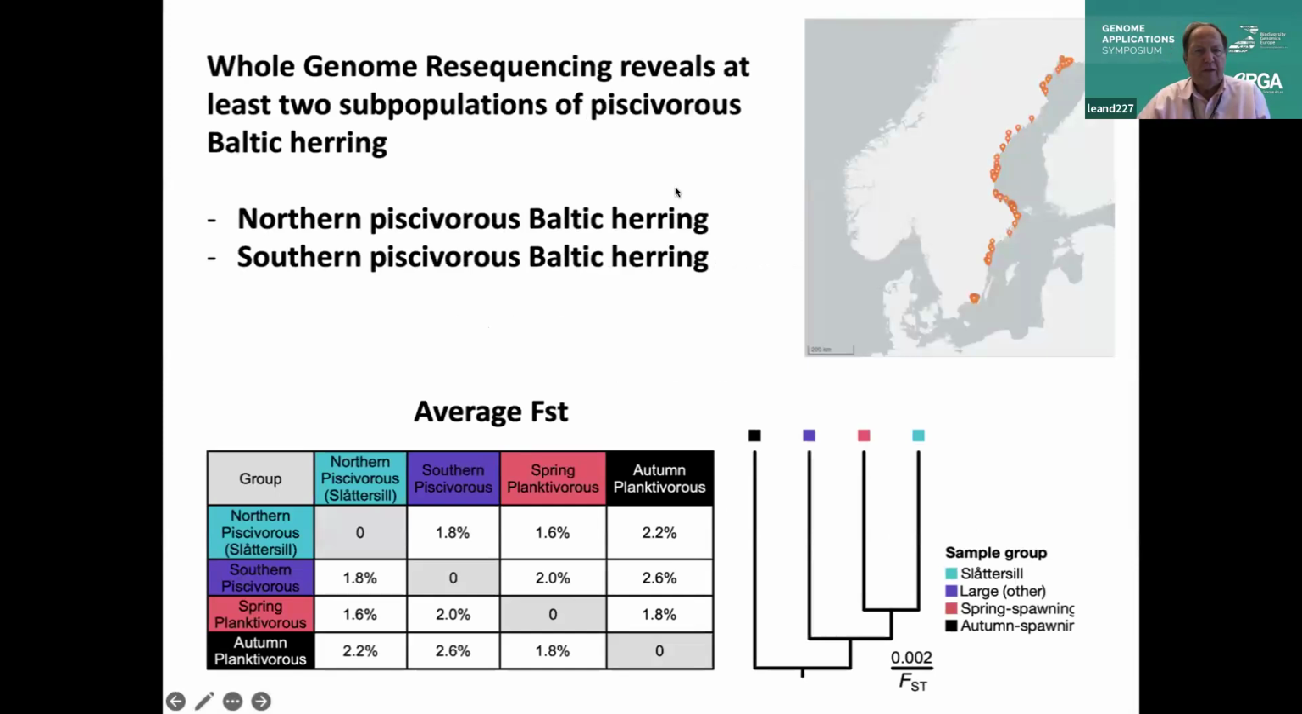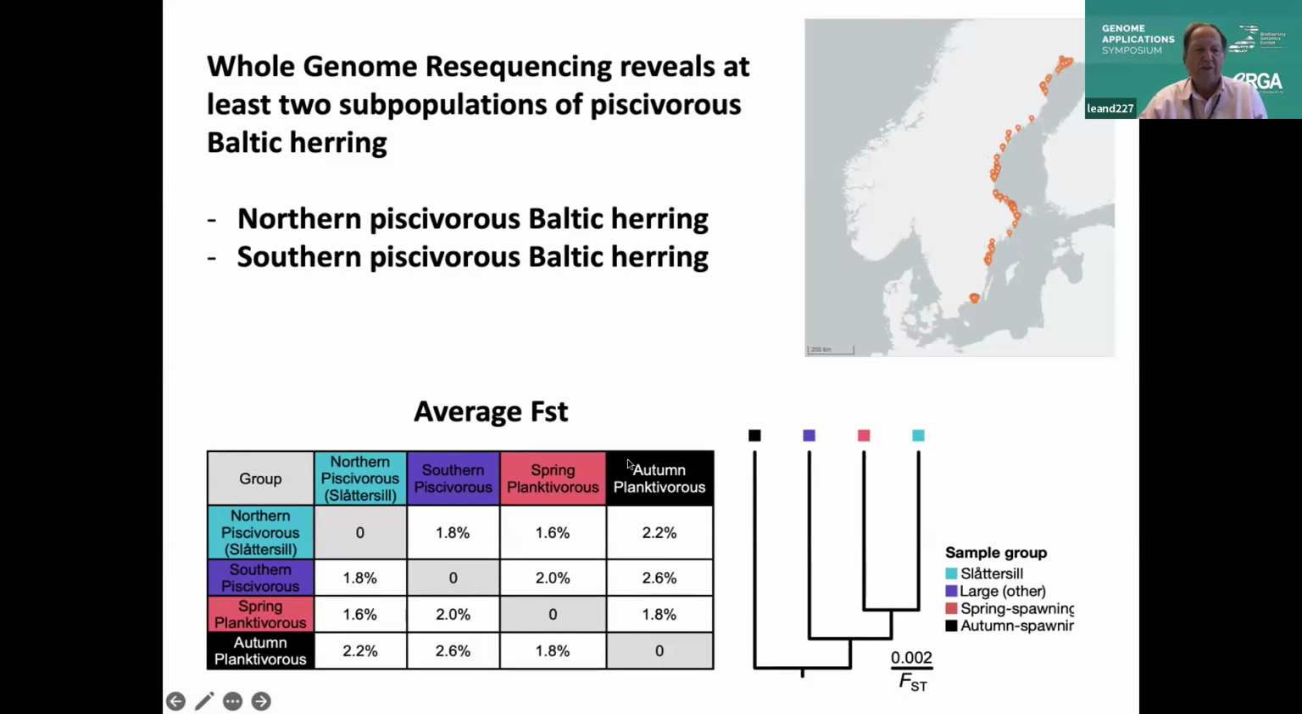So what this resulted in is that we identified that there are at least 2 subpopulations of piscivorous Baltic herring. We call them the northern piscivorous Baltic herring. So we find that in this area here. This is the island of Åland. This is the Bothnian Sea. And here is where we find the northern piscivorous. The southern piscivorous is found from Stockholm and south of Stockholm. In this area, we find the southern piscivorous.